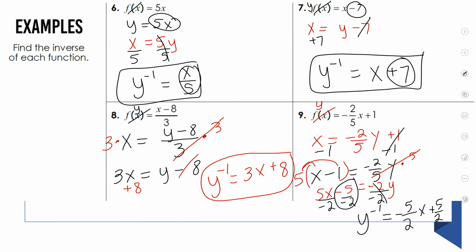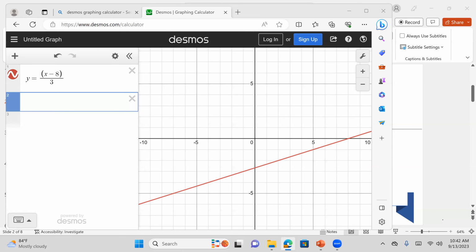Now, I just want to point out something cool about inverses that you will notice. I'm going to pause here. Okay, so we just graphed our original one, y equals x minus 8 over 3. And what did we say the inverse of that one was? The inverse of y is 3x plus 8. Y equals 3x plus 8. Perfect. Okay, so that's my inverse.